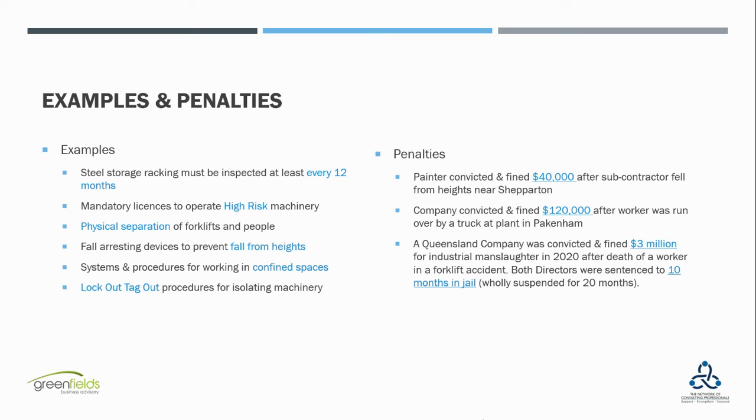In this case, there was gross negligence. There was no safety plan, no systems in place. The forklift driver was inexperienced, didn't have the appropriate license, and there was no physical separation between forklift and people. In this case, also the directors tried to mislead the investigators who were investigating what was the cause of the incident.